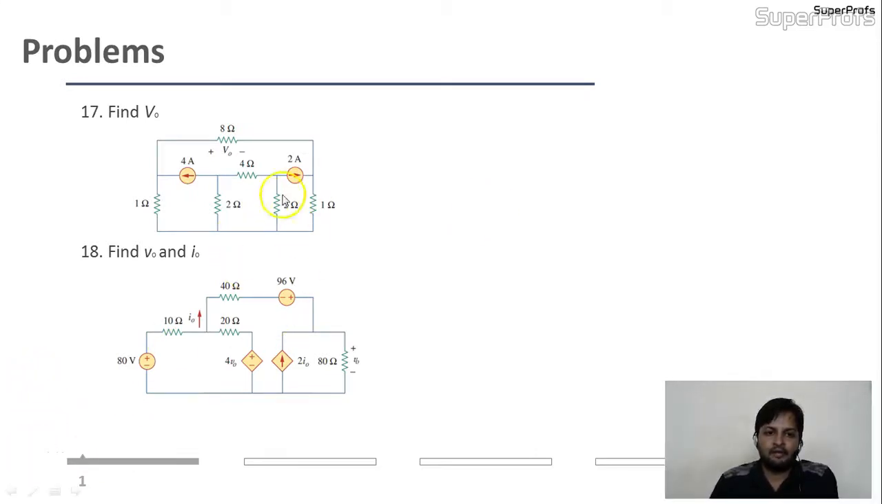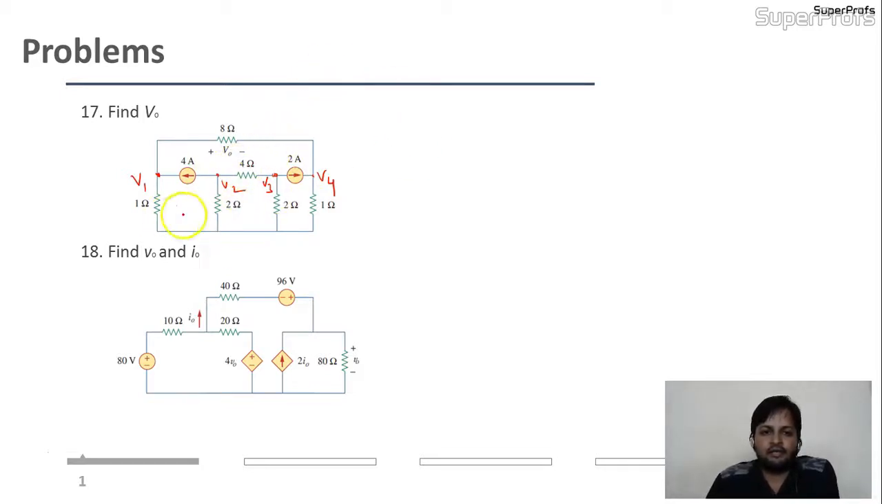Come to this question now. Find out the V naught. Where is the V naught? Here is the V naught. Okay. So I'll draw this circuit for you here. Assume the node voltages. Nodal analysis will be okay for this. Here take V1, this one V2, this is V3, this is V4. There are so many nodes, so 4 equations will be there. So it will be very typical to solve this, right?